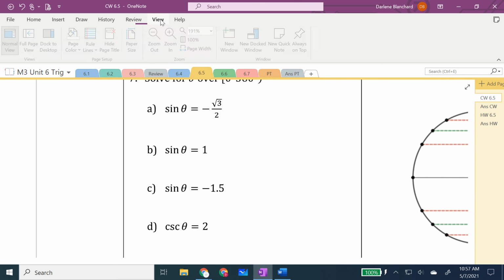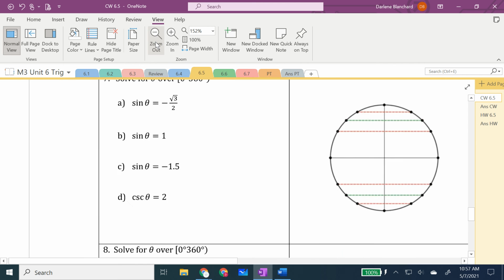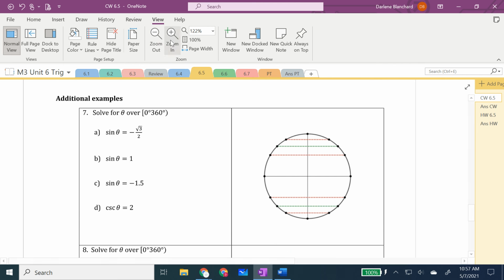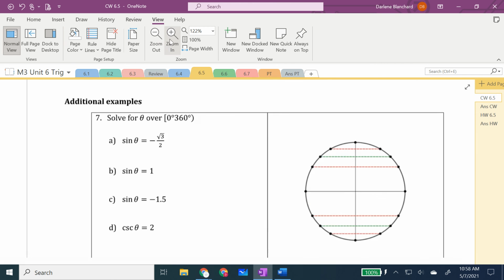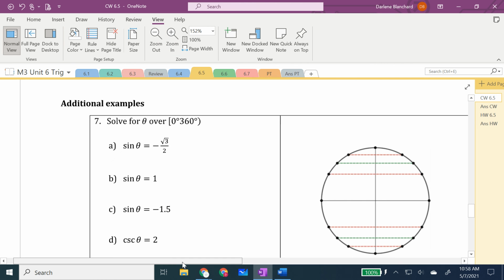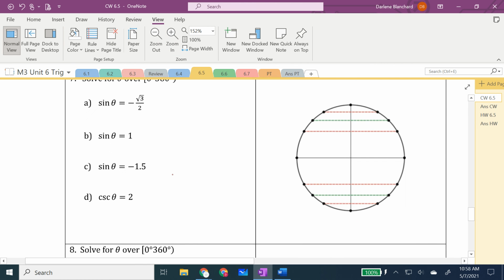I'm going to try to zoom out a little bit because my touchscreen decided it doesn't want to work anymore. All right, here we go.